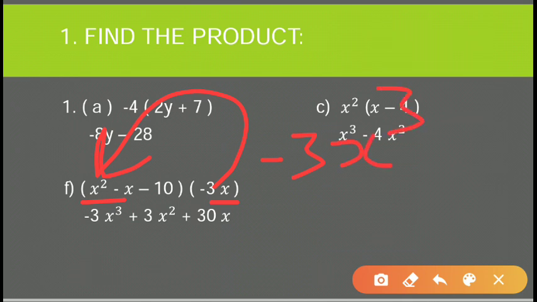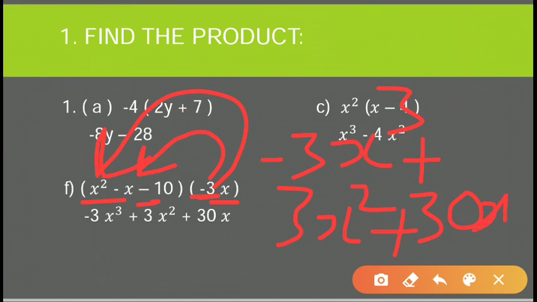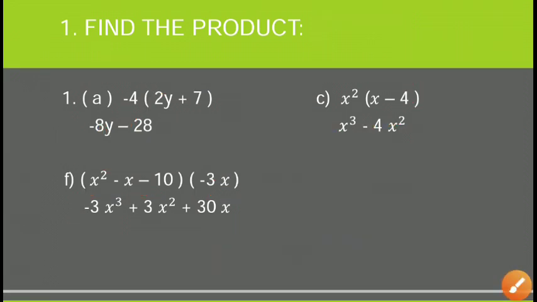When you multiply this with the second term, minus will become plus, and this will give you 3x square. When this minus minus will become plus, and when you multiply 3 into 10, this will give you 30 and then x. So this is your answer.